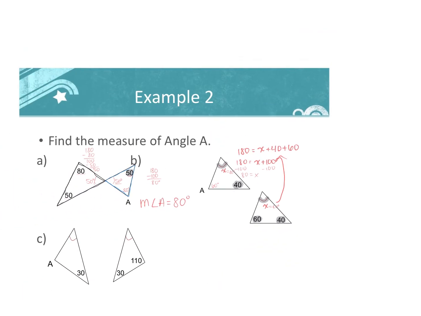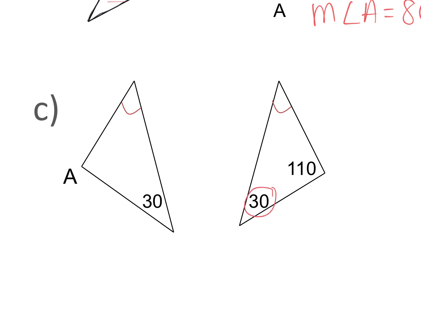Okay, same thing over here, okay? We matched up this angle, this angle, this angle. These two are congruent, so this missing angle must also be 110.